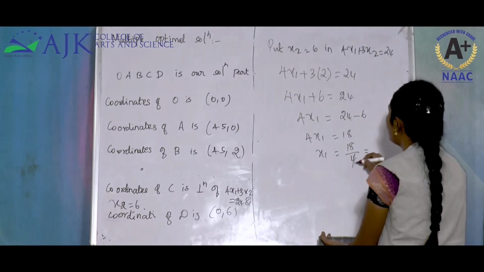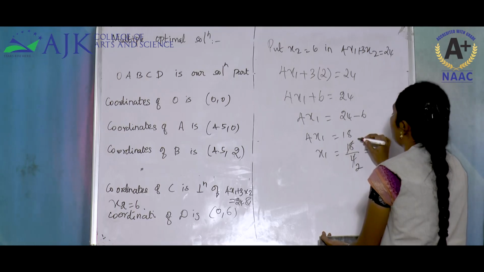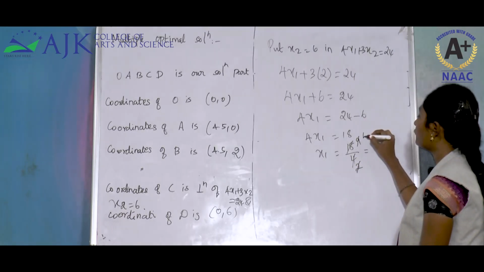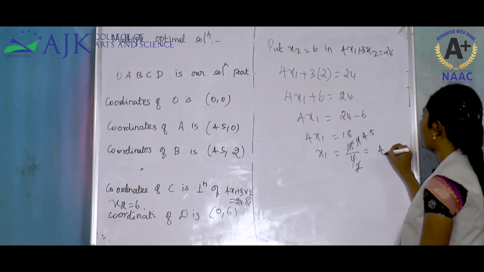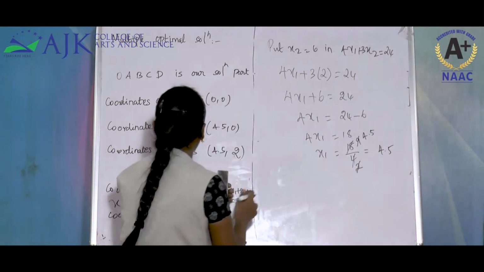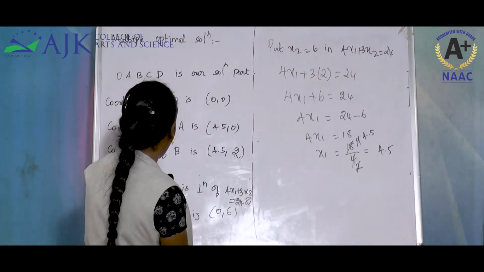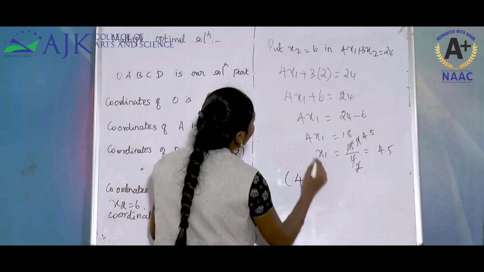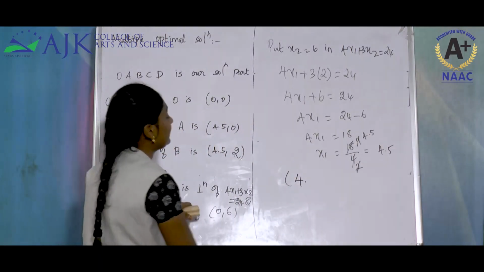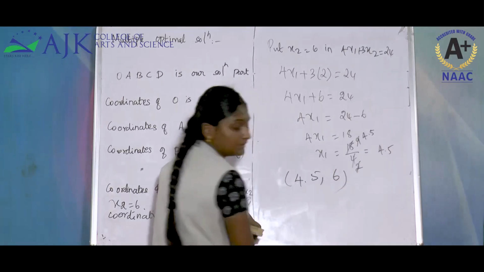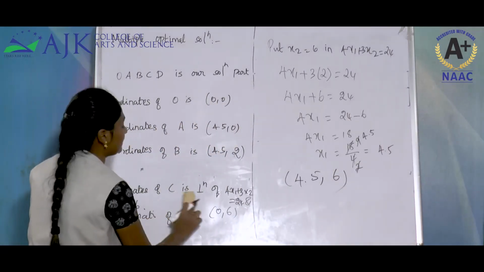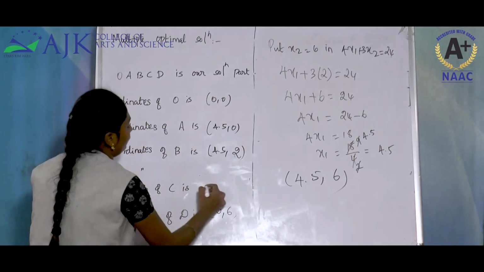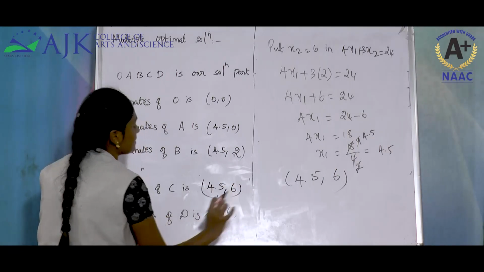Right? This is equal to 2 2s are 4, 9 2s are 18, 1 2s are 2, 4 2s are 8. That is 4.5. So our x2 value is 6 means our x1 value is 4.5. Therefore, the coordinate of C is 4.5 comma 6, right? The coordinate point of C is 4.5 comma 6.